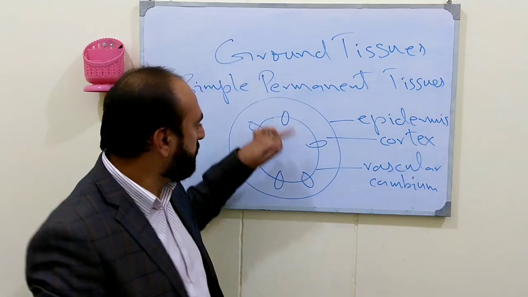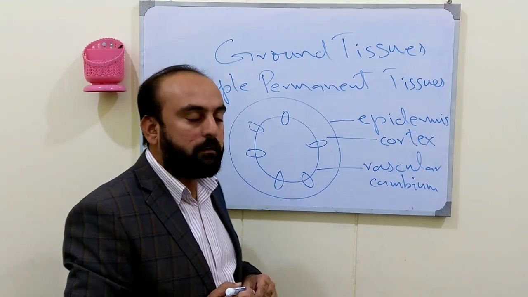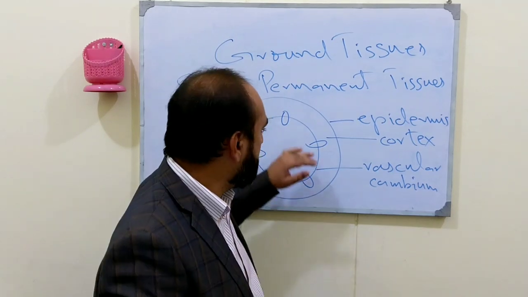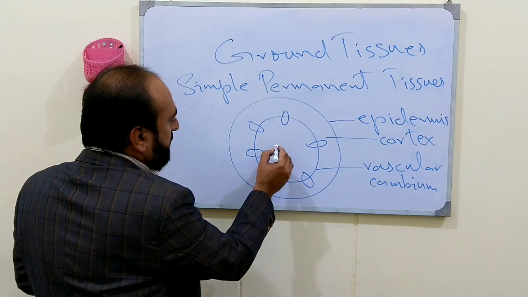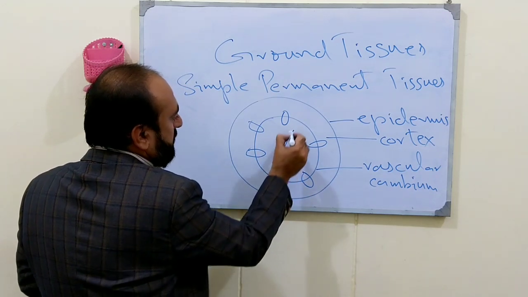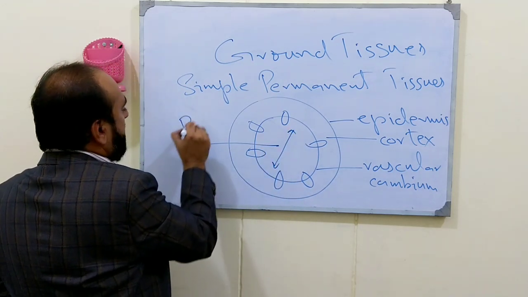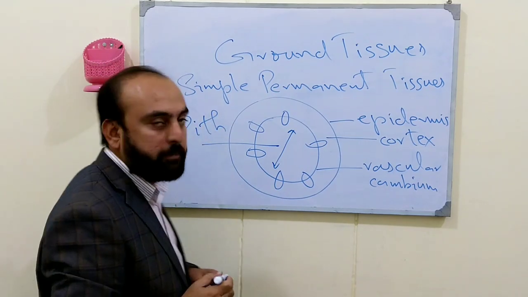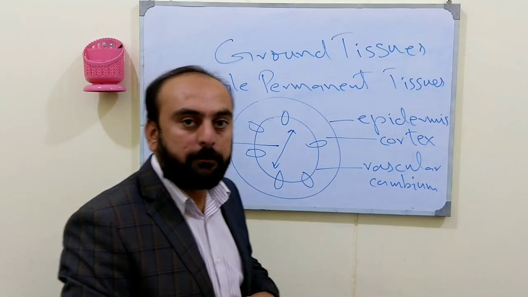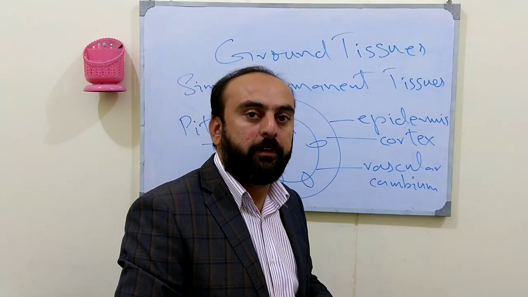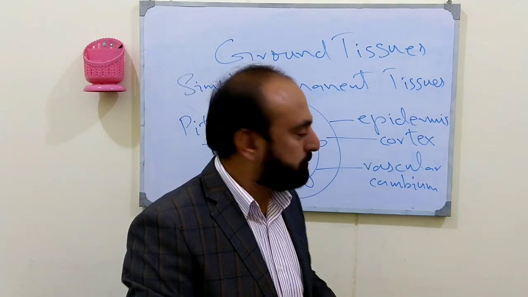Outside or around this vascular bundle or vascular tissues, this region is called as cortex, and this region towards the inner side of the stem, this is called as pith. These cortex and pith are composed of parenchyma type of cells.